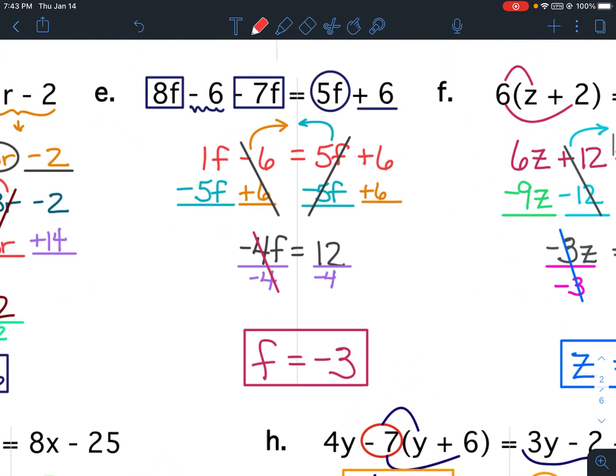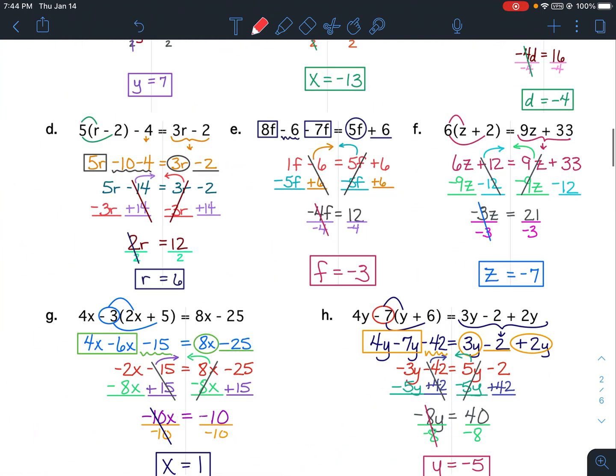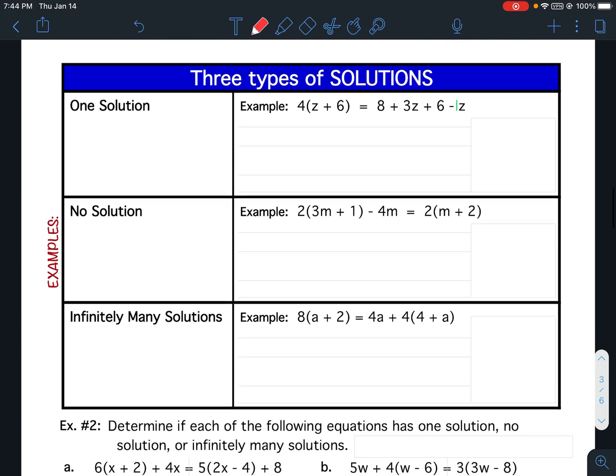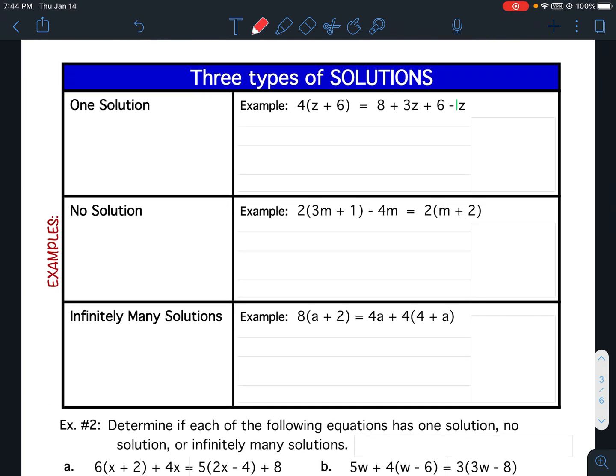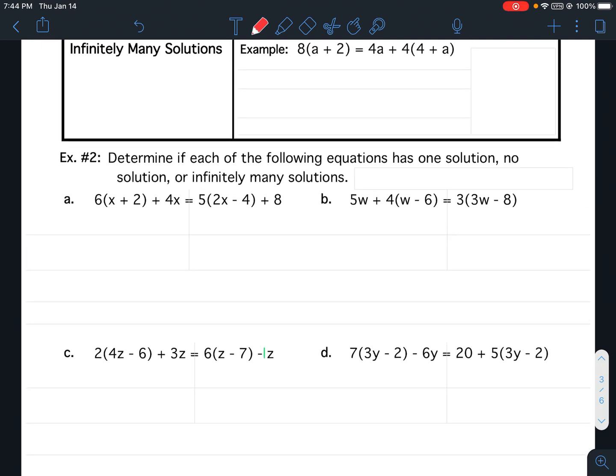The one solution to E here is -3. The one solution to F is -7. So we've done lots of one solution problems. So what they're going to do is they're going to give you problems like this down here, and they're going to say, determine if each of the following equations has one solution, no solution, or infinitely many solutions.